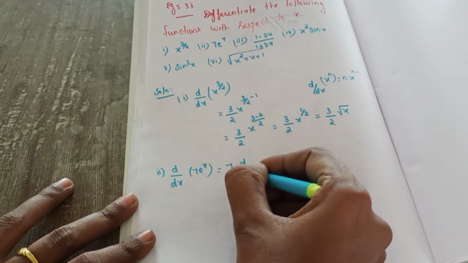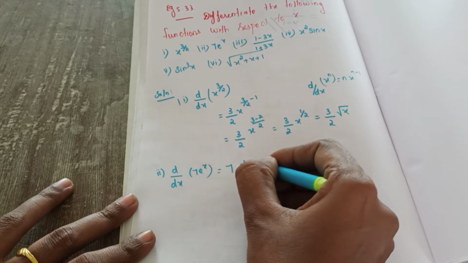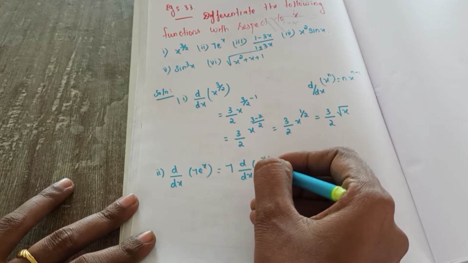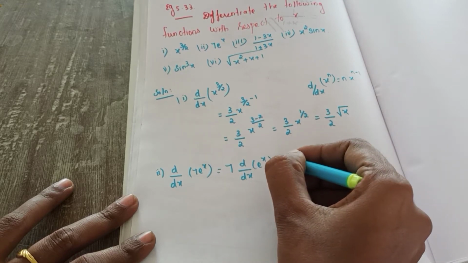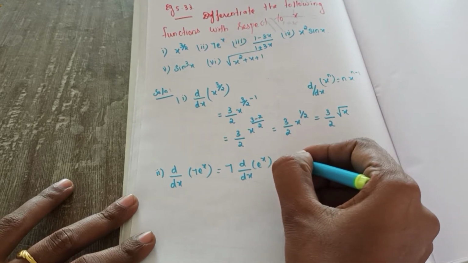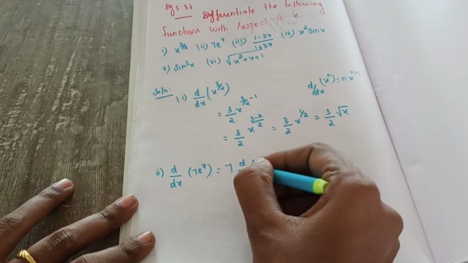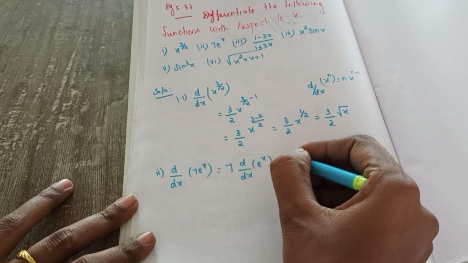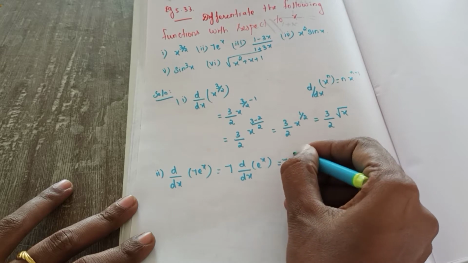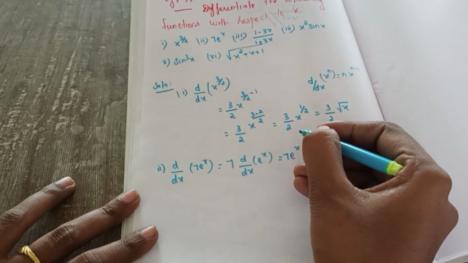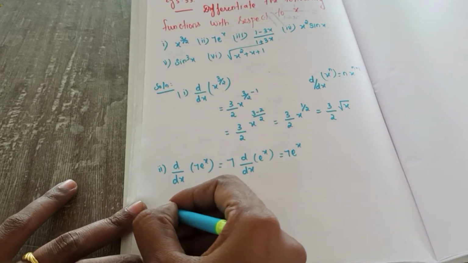Second one, d by dx of 7 e power x. 7 is a constant, so d by dx of e power x. What is the differentiation of e power x? The differentiation of e power x is e power x, as we have learned in the formula. So totally you will get 7 e power x.